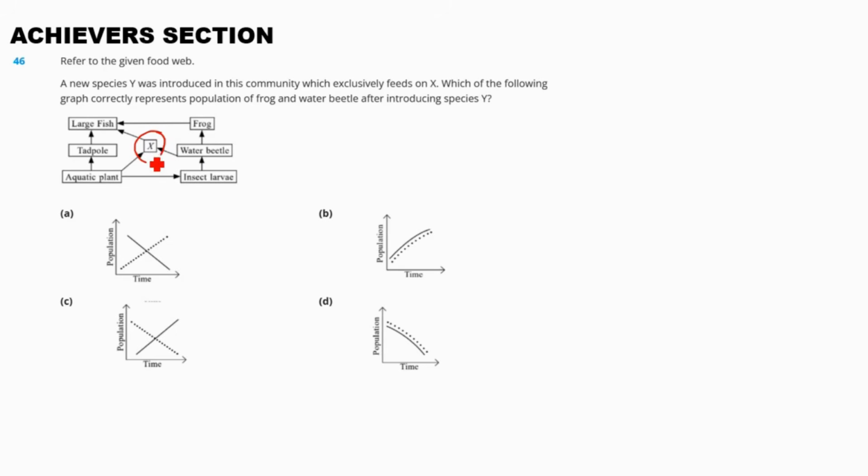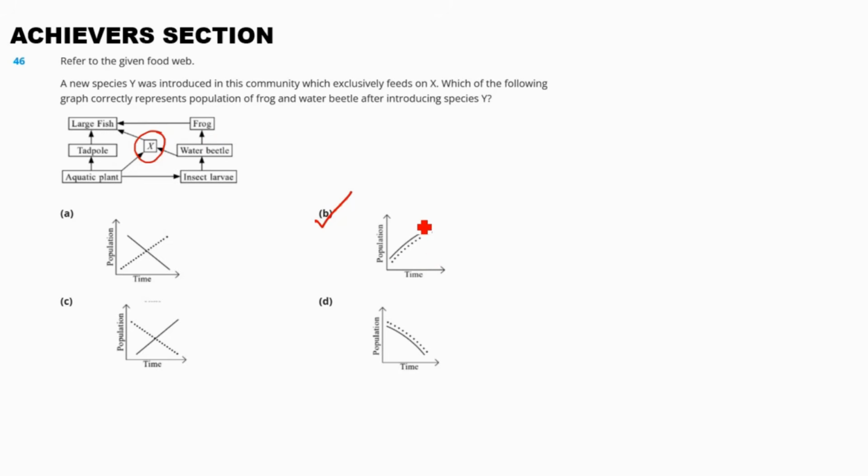So it is an omnivore, right? So if Y is introduced that feeds exclusively on X, that means what? There will be an increase in the water beetle. Okay, so if there is increase in the water beetle, so definitely the frogs will have more food to eat. That means the population of frogs also will increase. So our correct answer should be option number B, that shows an increase in the population of water beetle and frog.